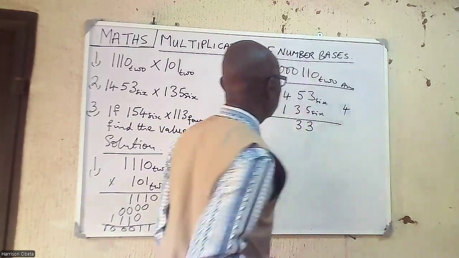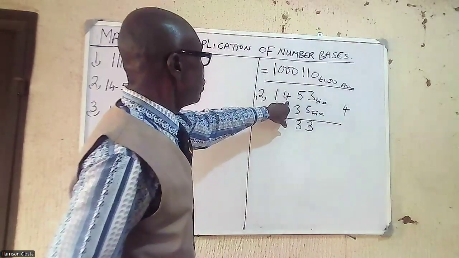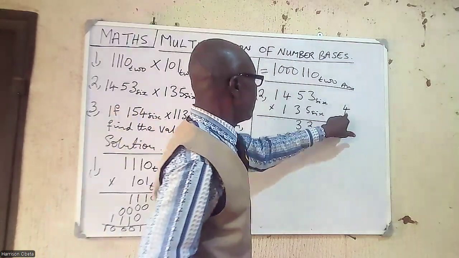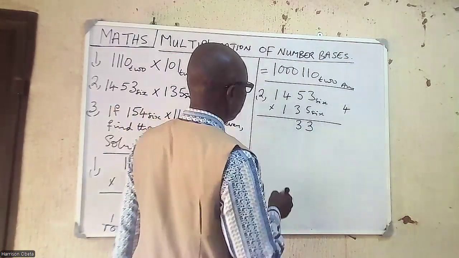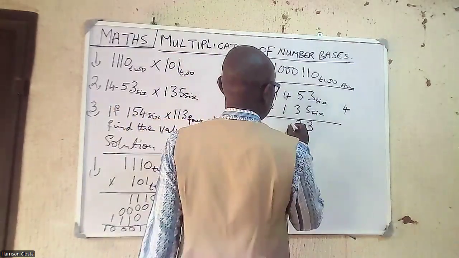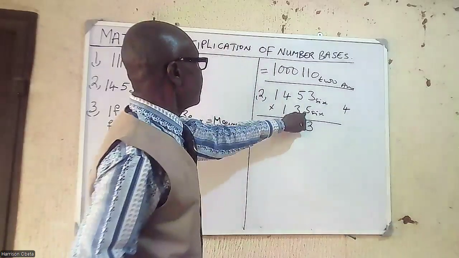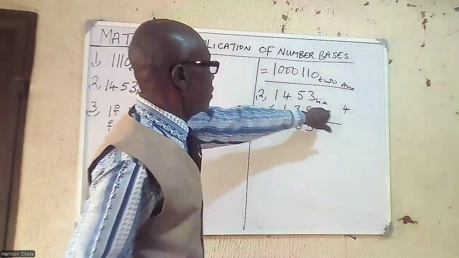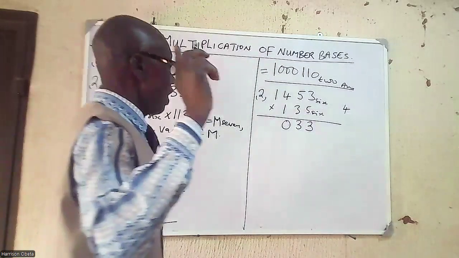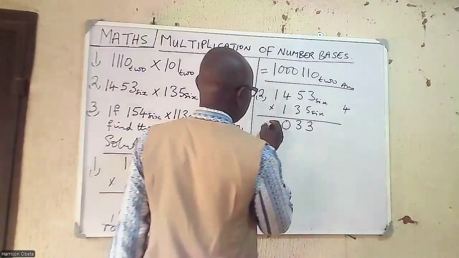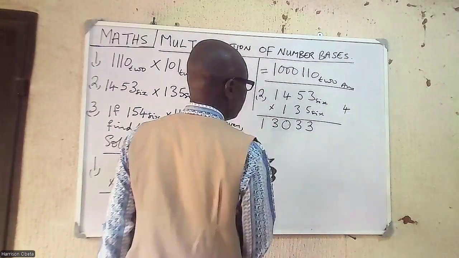You carry 4 now. Then 5 times 4 is 20, plus 4 is 24. Out of that, you are going to get 4 sixes. So that will give us 0 and carry 4. 5 times 1 is 5, plus 4 is 9. How many 6 do we get out of 9? We have 1, remainder 3. So our answer is 13033.